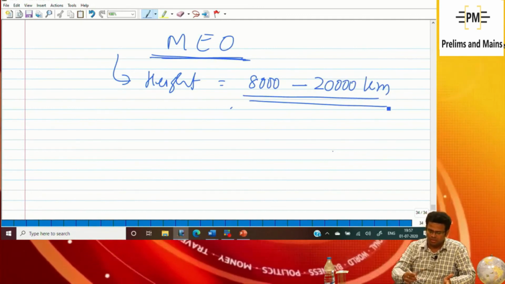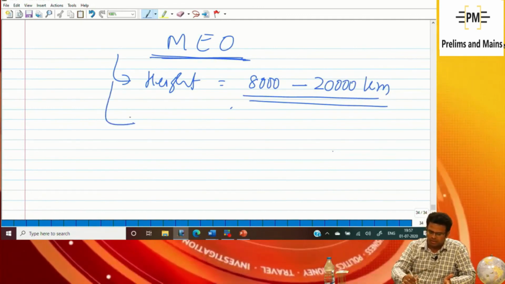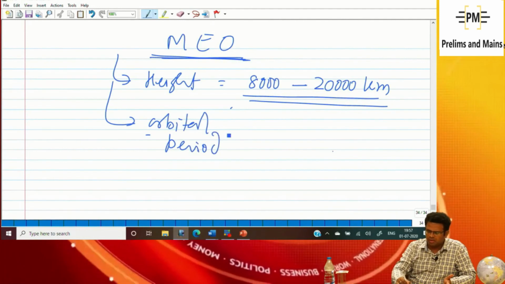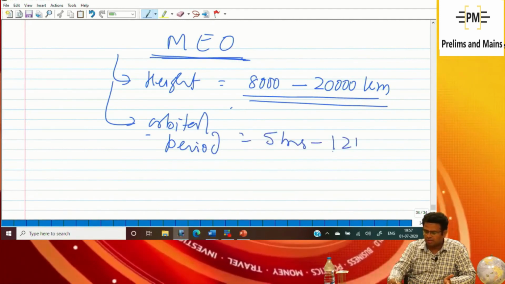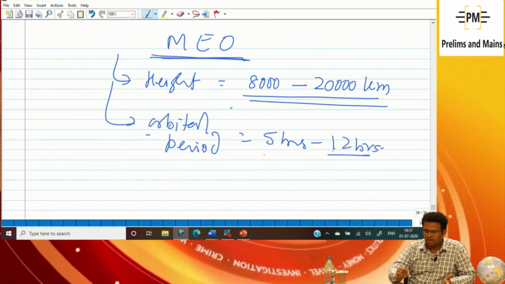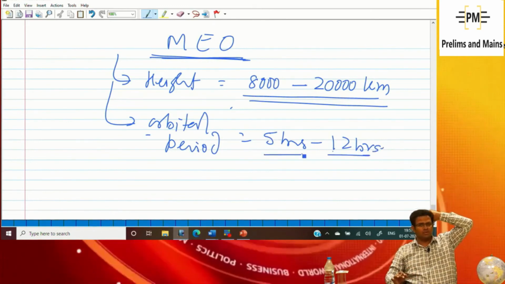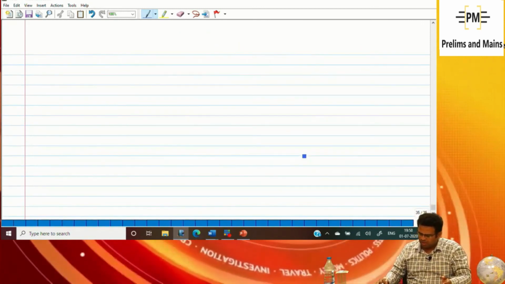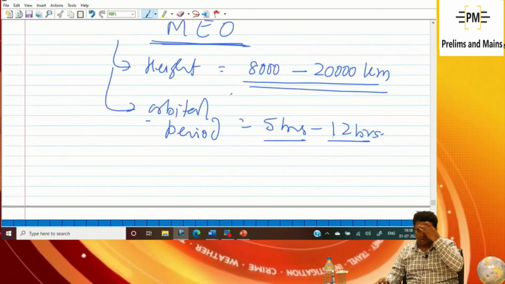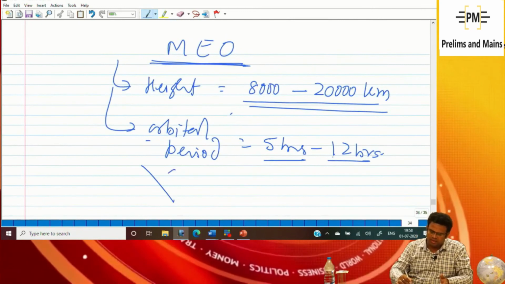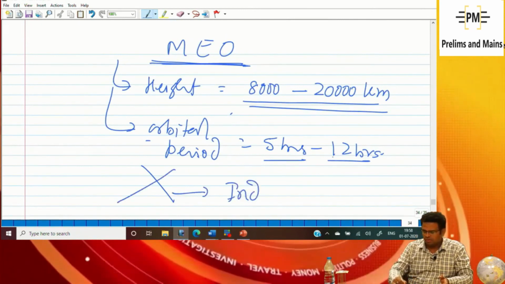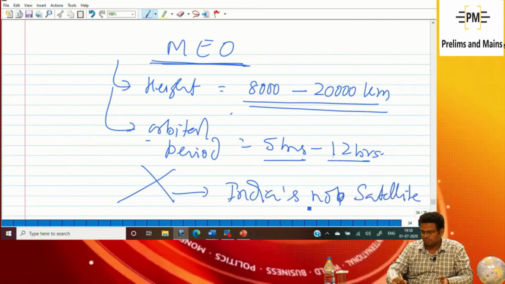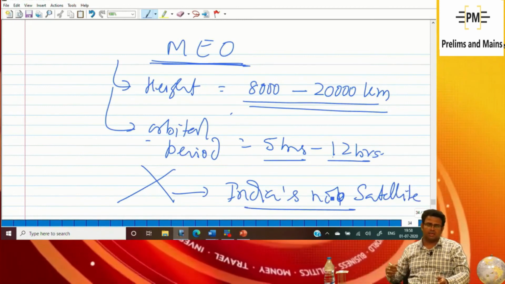Its orbital period, or time period of revolution, is 5 hours to 12 hours. I just told you, 5 hours to 12 hours. And now if I am talking about medium earth orbit, India doesn't have any satellite. India has no satellite there. कोई भी सैटेलाइट यहाँ इंडिया का नहीं है.